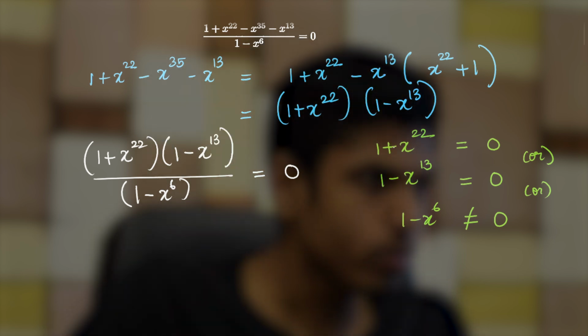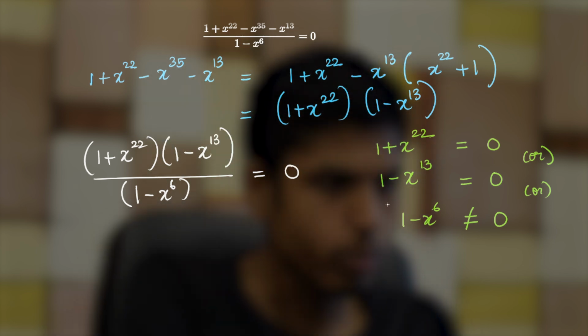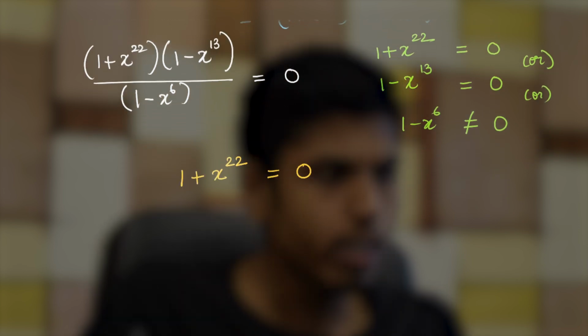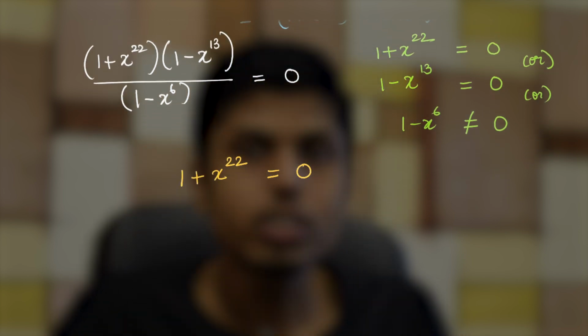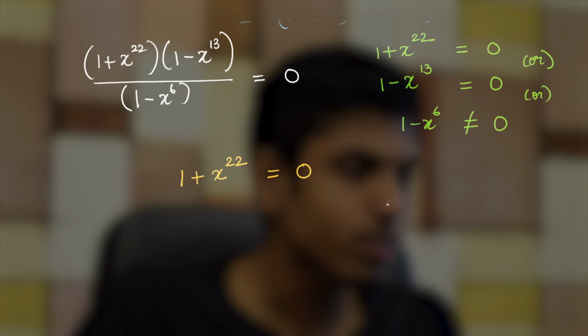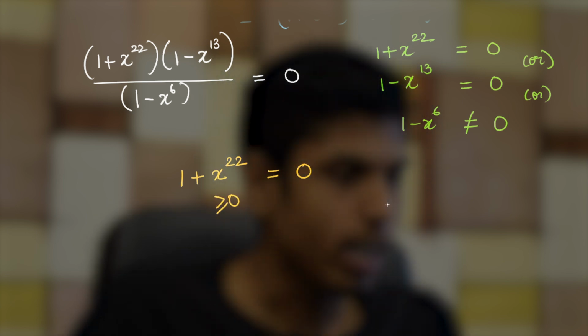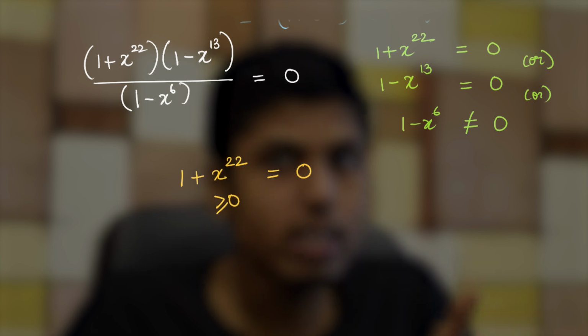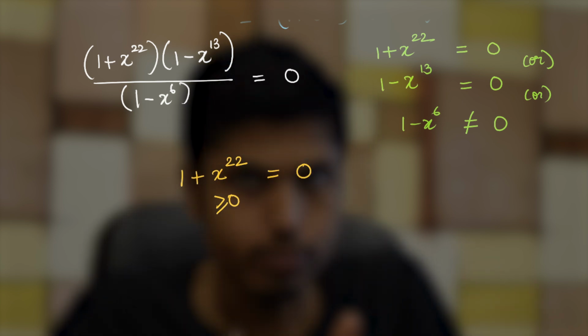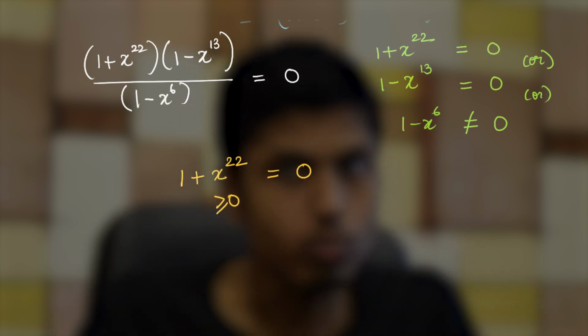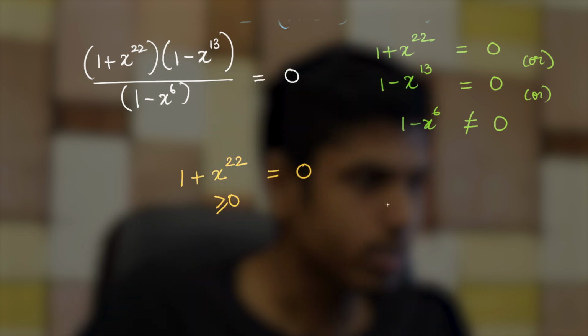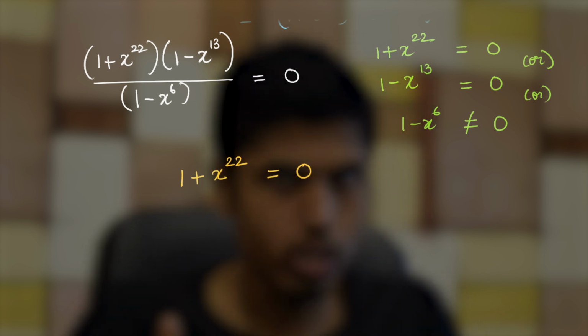So let's look into the roots of 1 plus x power 22. Clearly, it does not have any real root. Why? Because x power 22 is always greater than or equal to 0, and you have 1 added to it, which makes it greater than or equal to 1. So how can it be equal to 0? Because 0 is a number less than 1. Thus, we have only non-real roots.